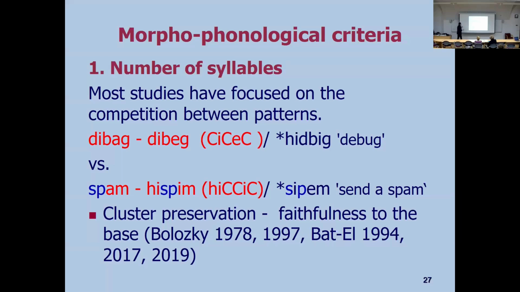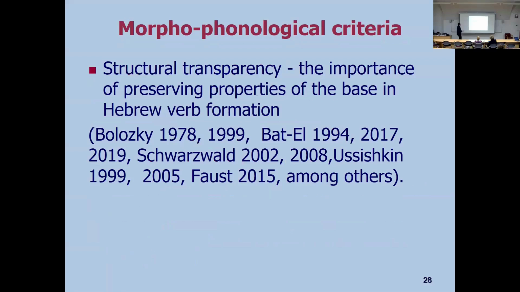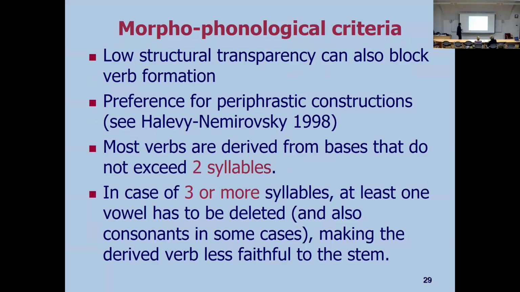So this is just to show you the importance of preserving properties of the base and not just putting it into a pattern. How is it related to my talk? Again, these are previous studies. I said it, the importance of preserving properties of the base in verb formation. I also showed that low structural transparency can block verb formation entirely. And in such a case, there is preference for the periphrastic constructions. How is that so? Most verbs are derived from bases that do not exceed 2 syllables. Why? In case of 3 or more syllables, at least one of the vowels of the base has to be deleted. And this makes the derived verb less faithful to the stem. So the transition between the loanword and the derived Semitic verb is structurally less transparent.